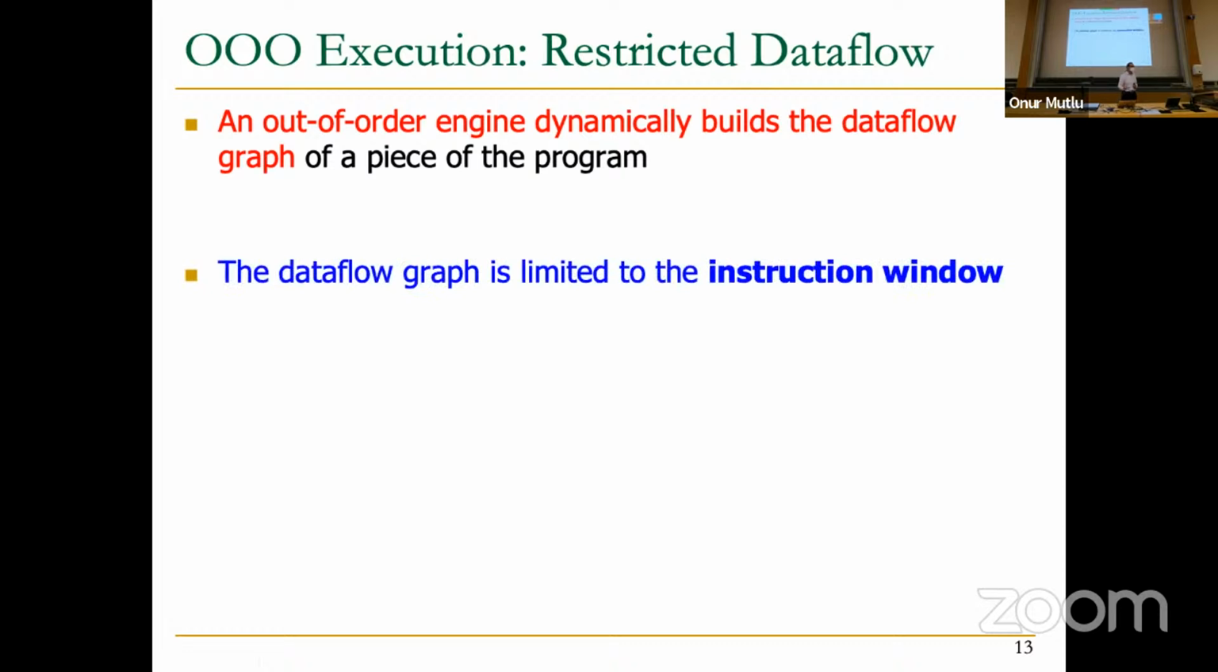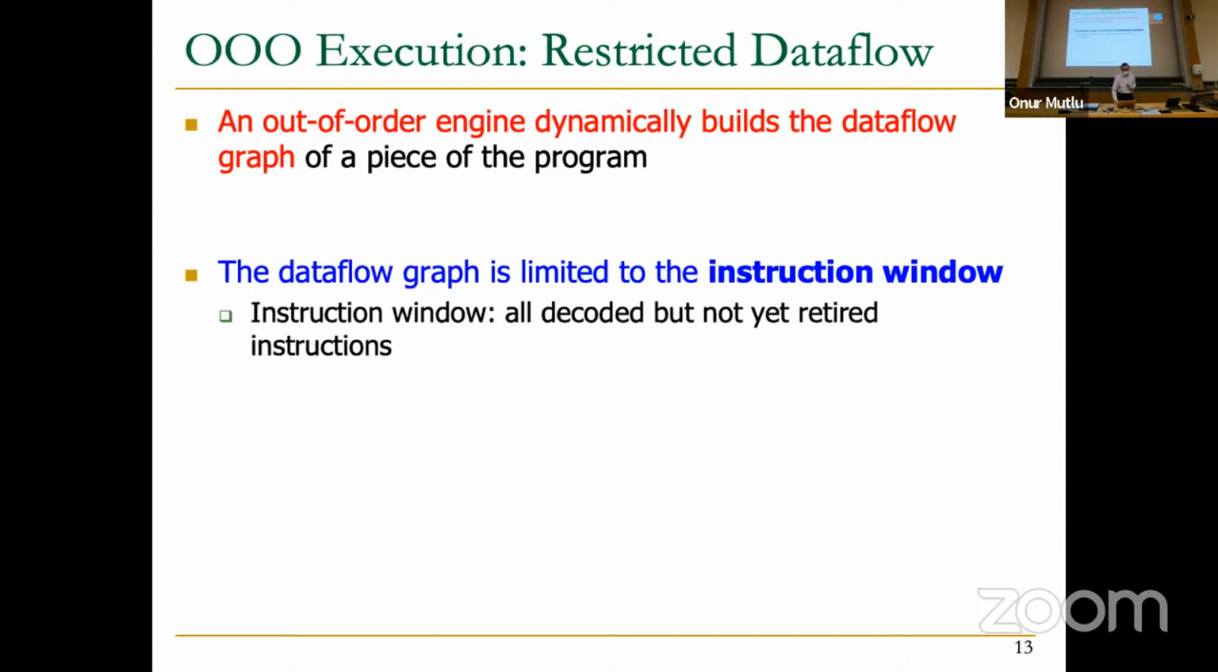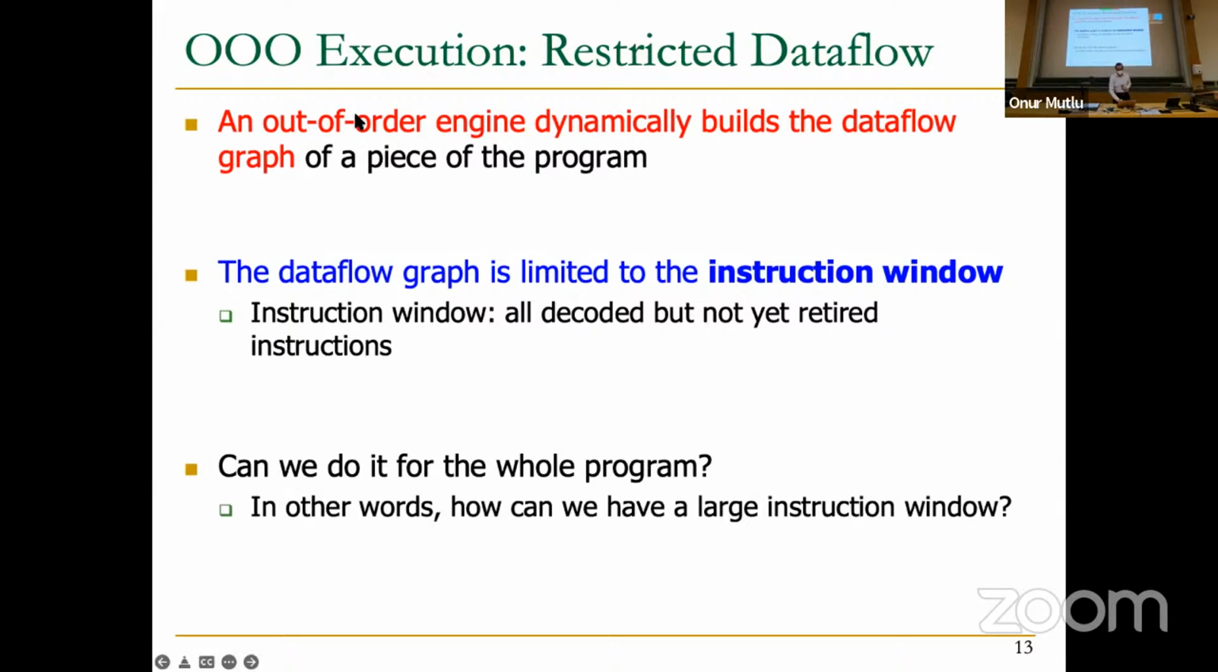What piece is that? The graph is limited to the instruction window, meaning the instructions that are in the machine, decoded but not yet retired, not yet committed. Well, I just defined that basically. There are some interesting, thought-provoking questions here. Can we do this for the whole program? Maybe these are rhetorical questions. In other words, how can we have a large instruction window? Can we, for example, have an instruction window of tens of thousands of instructions?